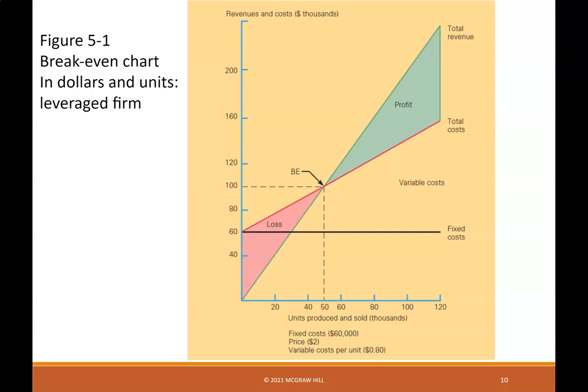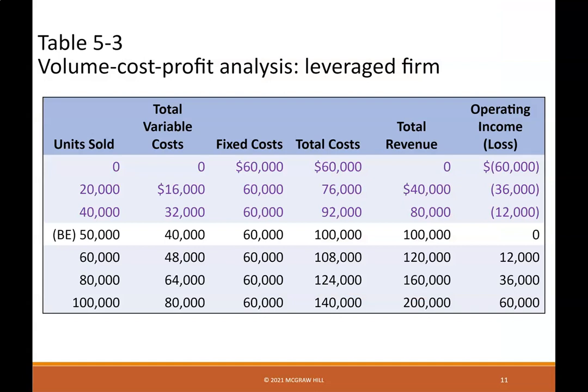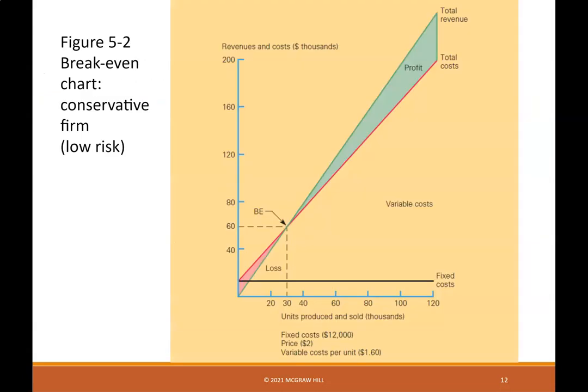Figure 5-1. Break-even chart in dollars and units of a leveraged firm. Table 5-3. Volume cost profit analysis of a leveraged firm. So you'll see at the 50,000 units sold is where we break even, where we make zero operating income.